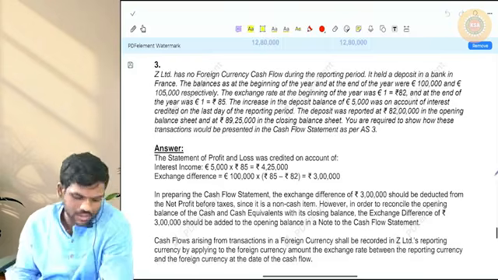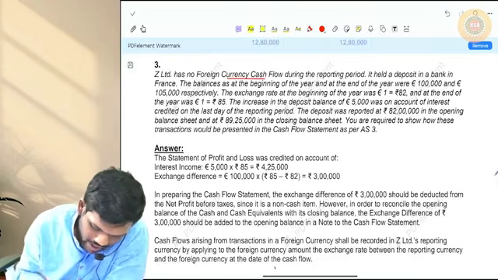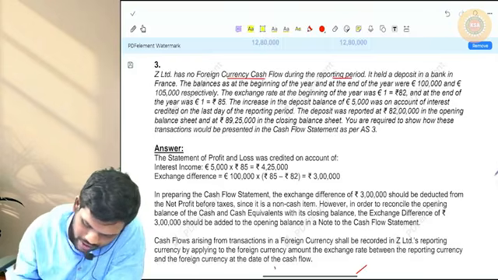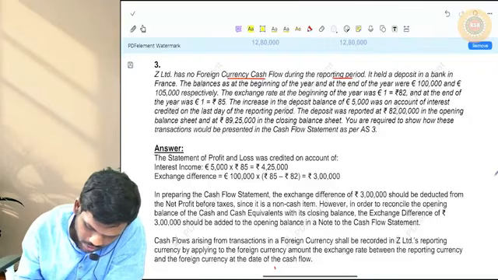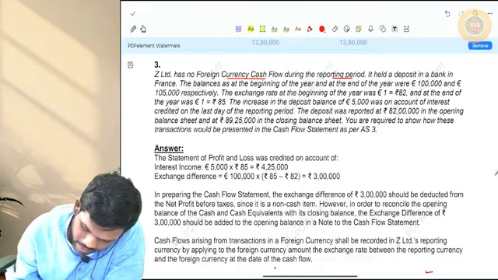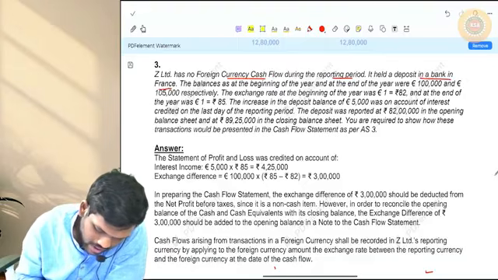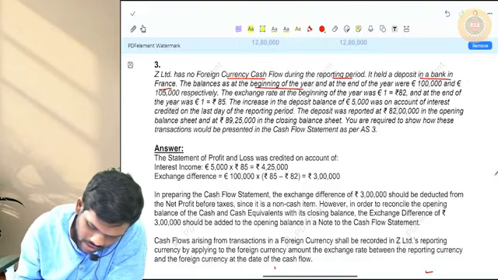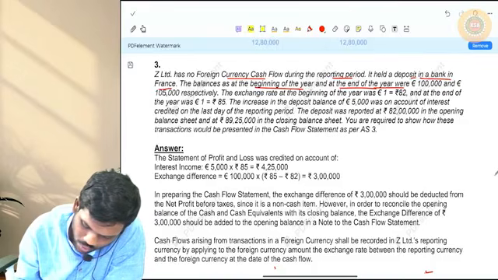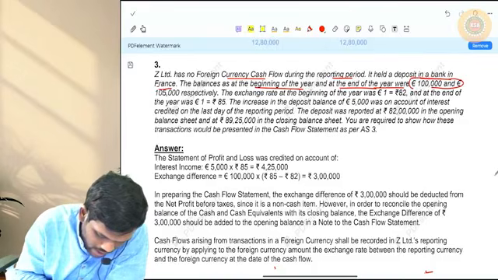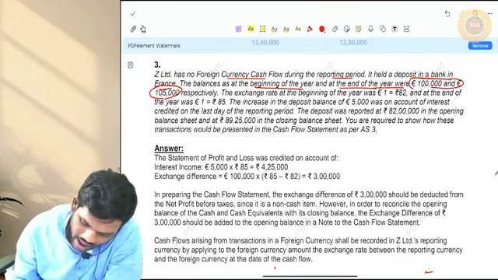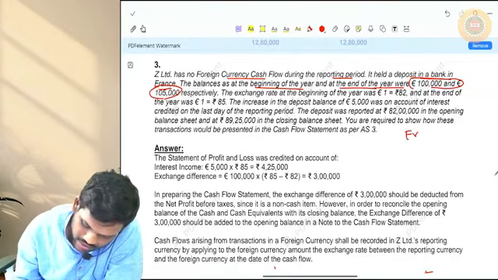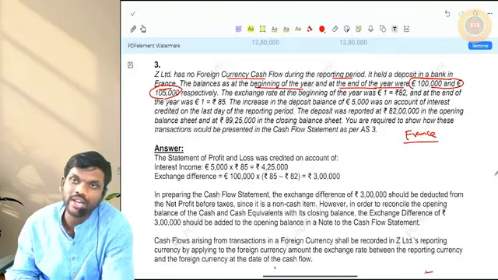This is interesting, please listen to this. Z Limited has foreign cash flow during the reporting period. It has held a deposit in a bank in France. The balance as at the beginning of the year and at the end of the year were 1 lakh euros and 1,05,000 euros. So this Z Limited, sir, has a bank account in France, and is holding its money in euros.